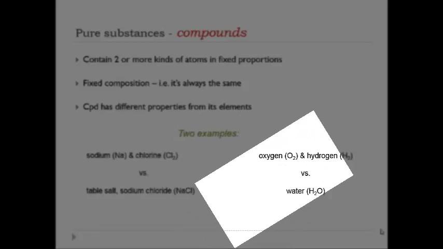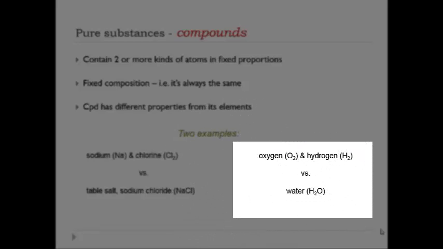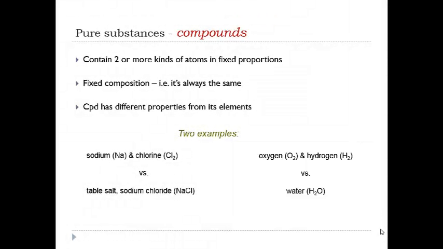Another example is oxygen and hydrogen making up water. Oxygen is a gas, a colorless gas. Hydrogen is also a colorless gas. If you light a match to hydrogen in the presence of oxygen, you get a very satisfying explosion and fire, versus you put them together and you get water. And you all know what water is like. You put a match into water and the match goes out. So remember that the properties of a compound are very different from its elements.